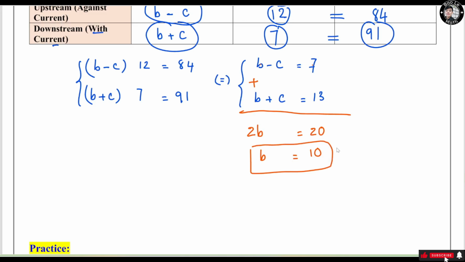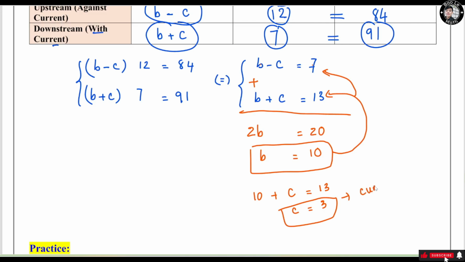Now, to solve for C, we substitute 10 for B back into this equation or this equation, either works. So I have 10 plus C equals 13. Subtract 10 from both sides, so C equals 3. And this one is the current speed. And this one is the boat speed.